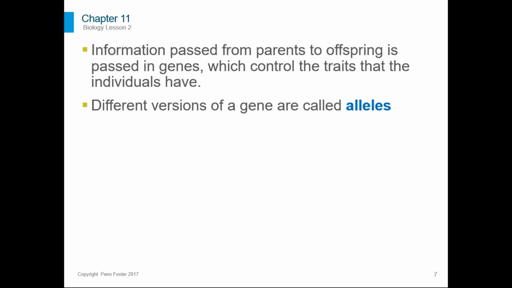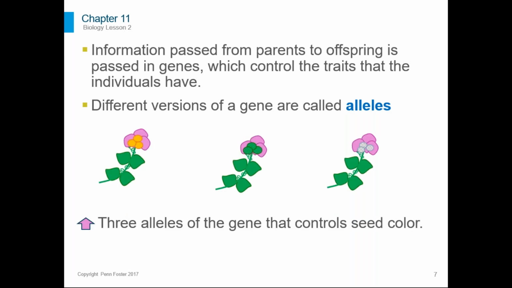One conclusion that Mendel came to is that information passed down from parents to offspring is passed down in genes, which control the traits that the individuals have. For example, all of his plants had genes that controlled the color of the seeds, and they inherited those genes from their parents. And there are different versions of the genes. Different versions are called alleles. For example, some of the seeds in Mendel's plants were yellow, some of the seeds were green, and some were gray. So he was working with three different alleles of the gene that controlled seed color.